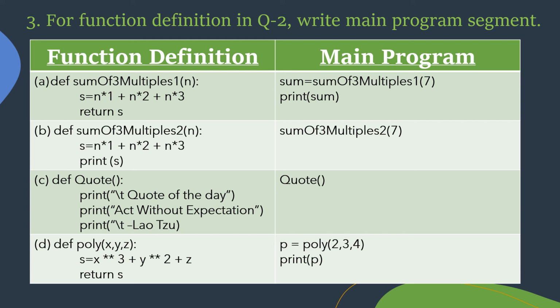Then the next one is the poly function having values x, y, z. While calling the function, you can assign it to a variable called p. After that, if you want to check the value of p, you can write a print statement and pass p within that. So this can be the main part of the program. That's all.